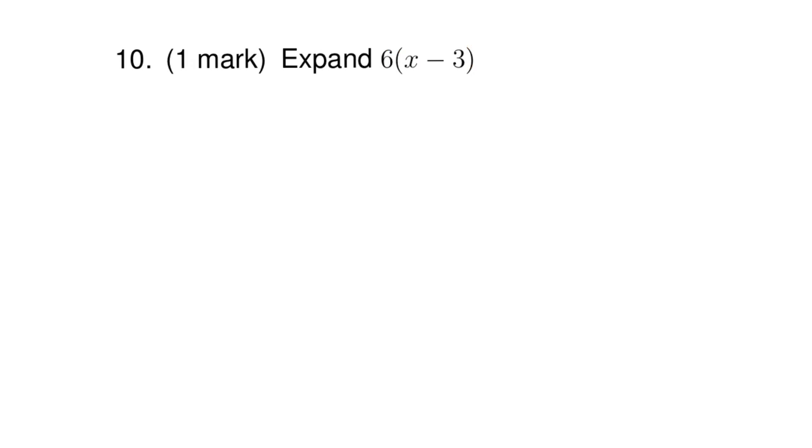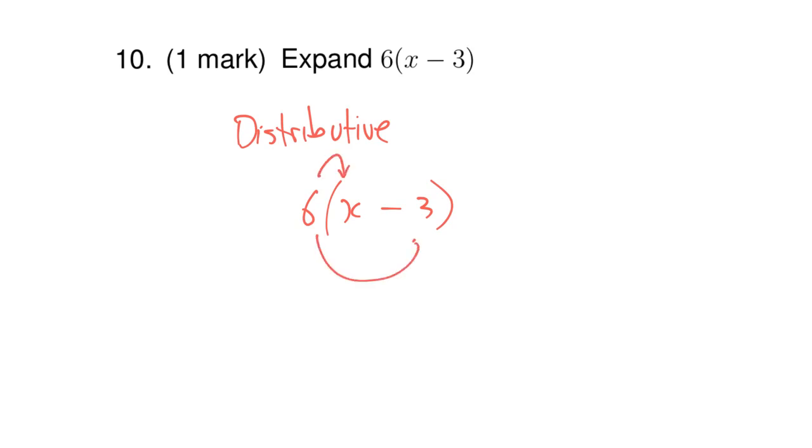All right, let's expand 6 outside of x minus 3, and we're going to use the distributive law, which means, let me do this example here. We're going to take the number outside the front, or the letter, whatever's outside the brackets, and we're going to do 2 multiplications. First one, we're going to multiply it by the first term inside the brackets, and then by the second term. So in this case, I get 6 times x, because I do this bit first. So 6 times x gives me 6x.